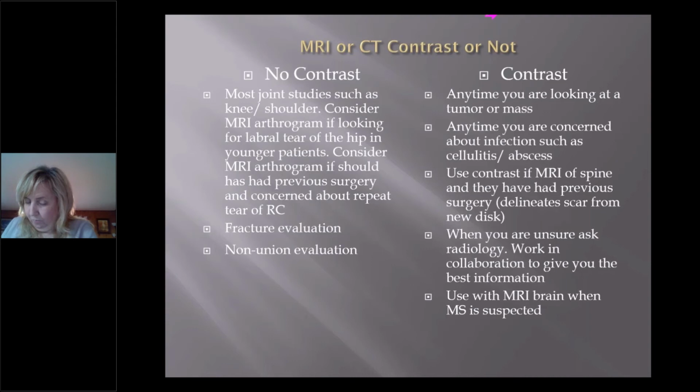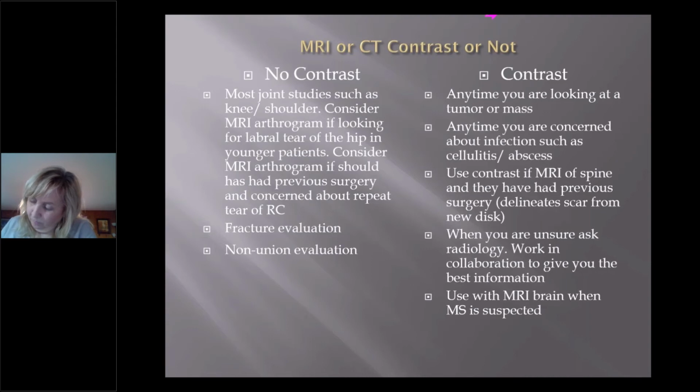Using contrast and MRI if the patient's had prior surgery. So in spine, if a patient's had prior lumbar spine or cervical spine or thoracic spine surgery, and you want to get an MRI and they've had prior surgery, it's beneficial to get MRI with and without contrast. And why is that? Well, the contrast will help delineate the difference between scar tissue and new problems.